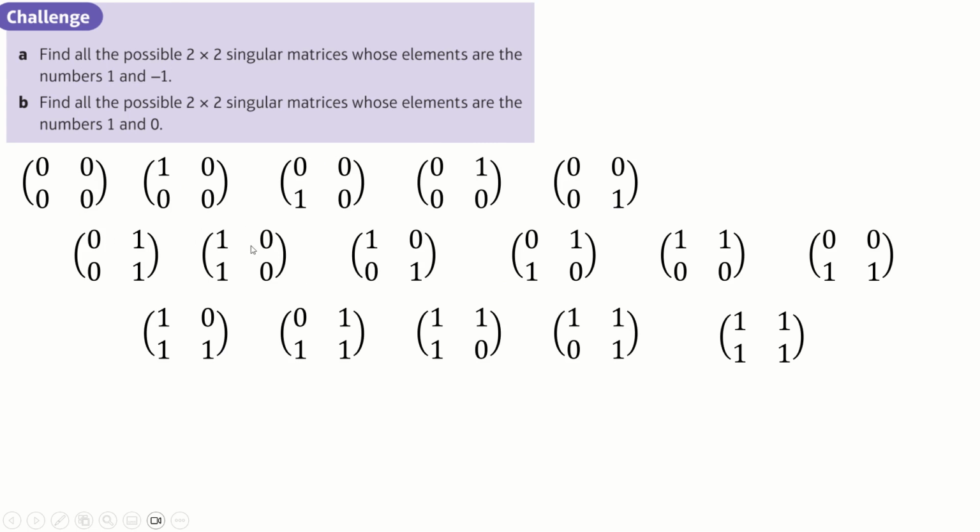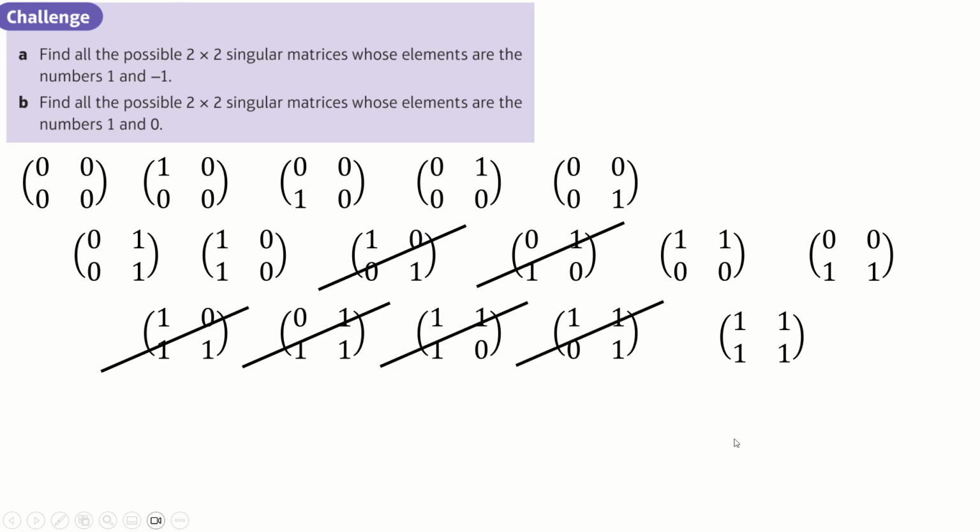This is 0, this is 0. This isn't, that's 1 minus 0, so that doesn't work. This is 0 minus 1, so that doesn't work. This is 0, this is 0. This is 1, so that doesn't work. This is -1, doesn't work. And then this one works, as we saw before, and you end up with 10 of those. Good.